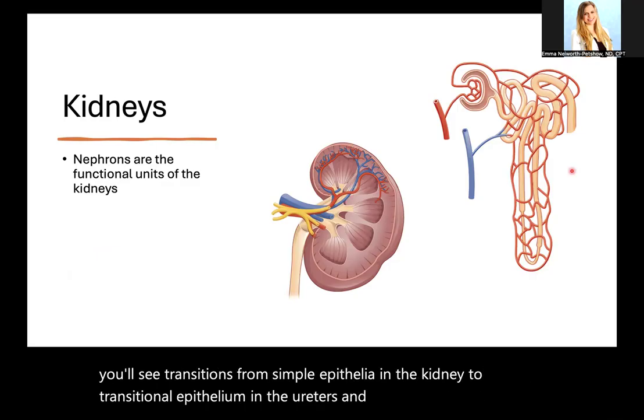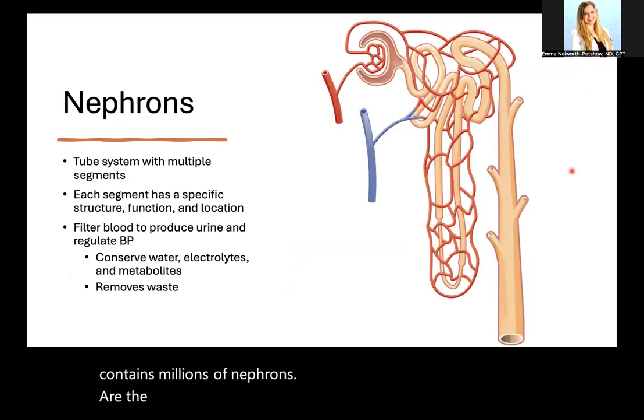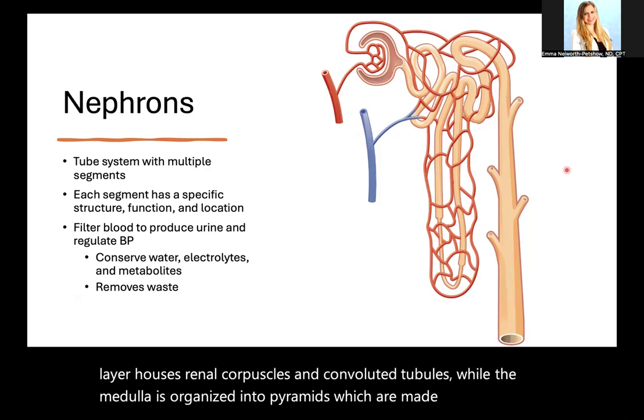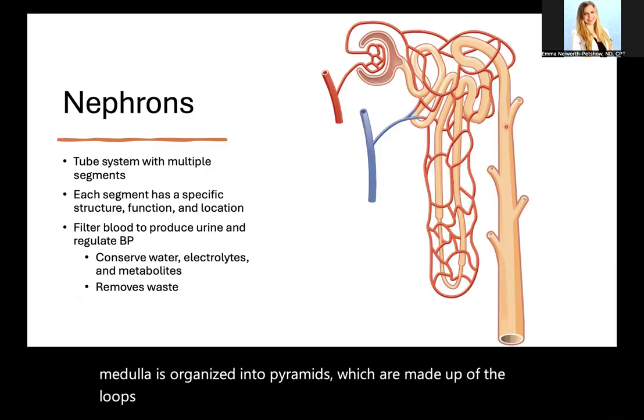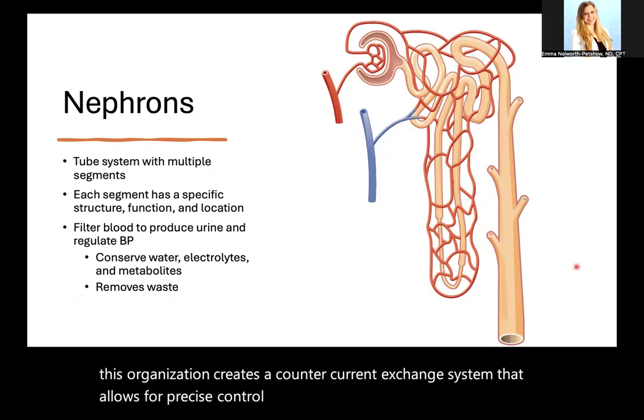The kidney contains millions of nephrons, which are the true functional units. The cortex, the outer layer, houses renal corpuscles and convoluted tubules, while the medulla is organized into pyramids, which are made up of the loops of Henle, as we see here, and collecting ducts. We'll see how this organization creates a counter-current exchange system that allows for precise control of water and salt.